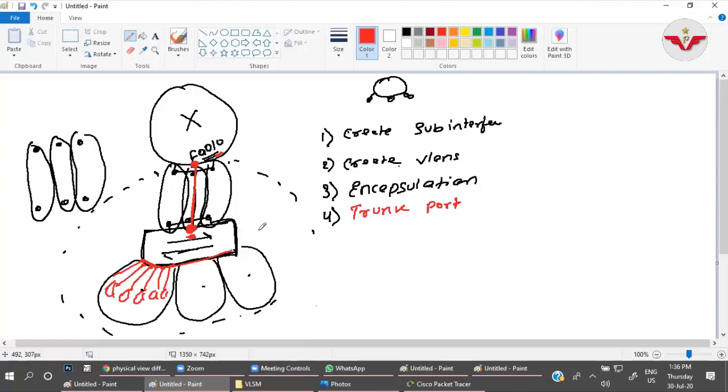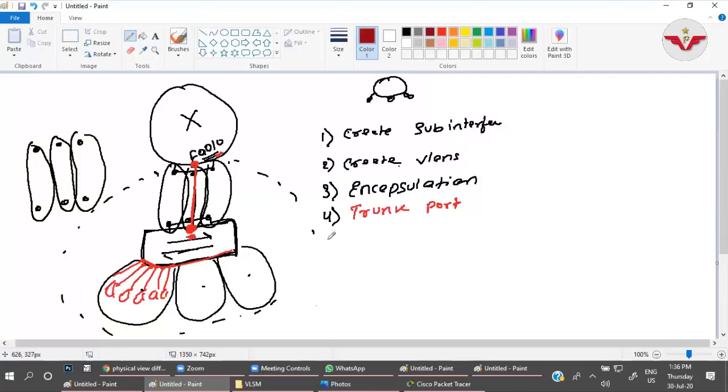Any confusion? The port which is connected to the end device is the access port. The port which is connected to the internetworking devices is called the trunk port. Any confusion? No?